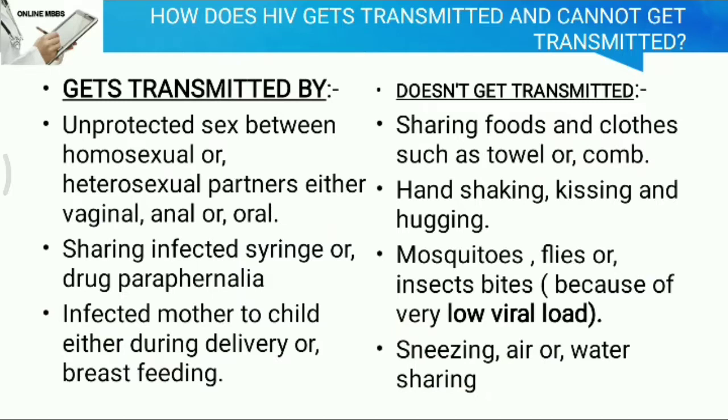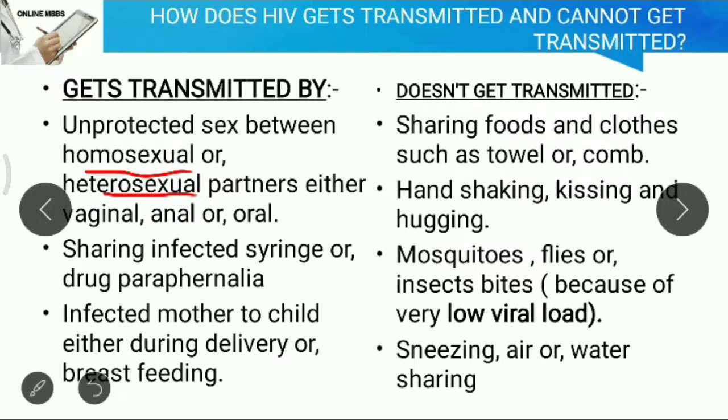So how does HIV get transmitted and how does it not get transmitted? Okay, so it gets transmitted by unprotected sex between homosexuals. What homosexual is? Homosexual means of the same sex, whereas heterosexuals are of two different sexes. That is between male and female, whereas homosexual is between male and male or between female and female. Either vaginal, anal or oral.